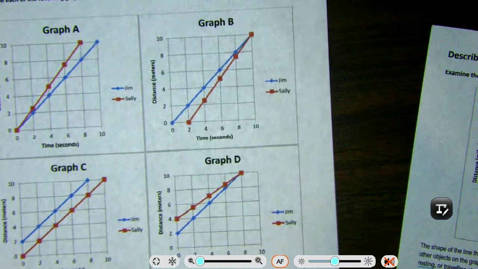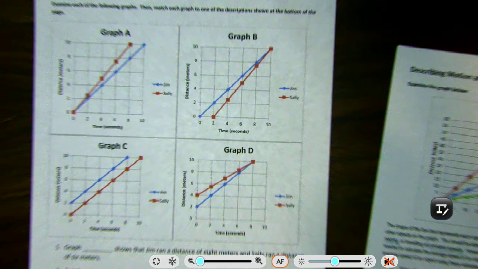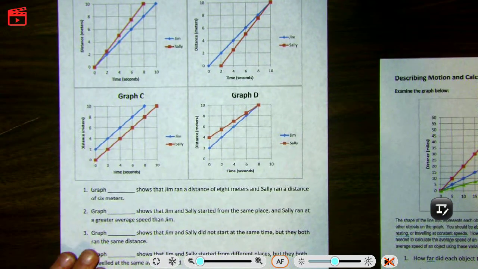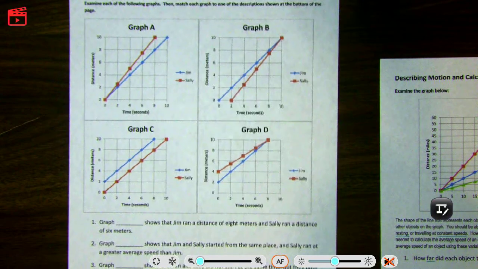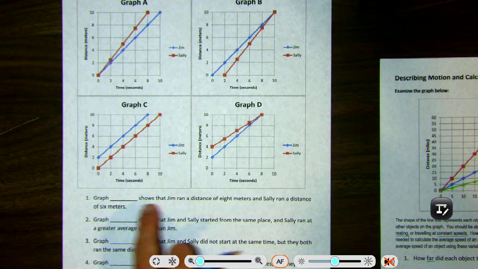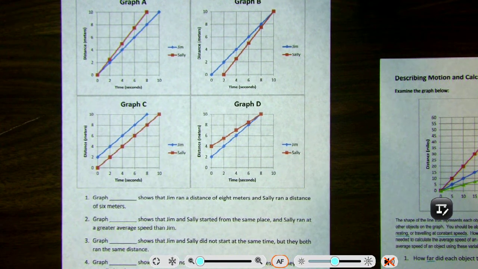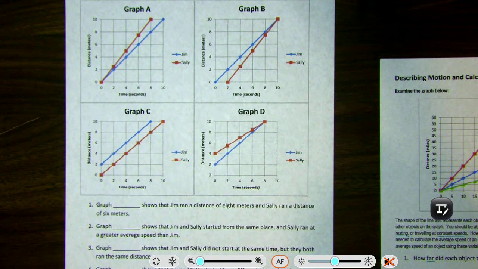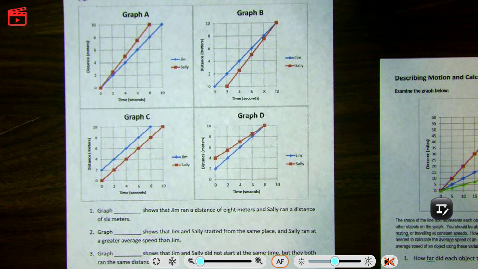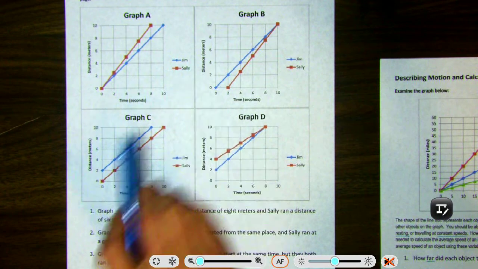If you flip it over to the back, on the back you have 4 graphs here, and you have to look at the graph and figure out which one of these scenarios matches. So if we just take a look at our graphs right away, we see that they're all distance and time graphs.